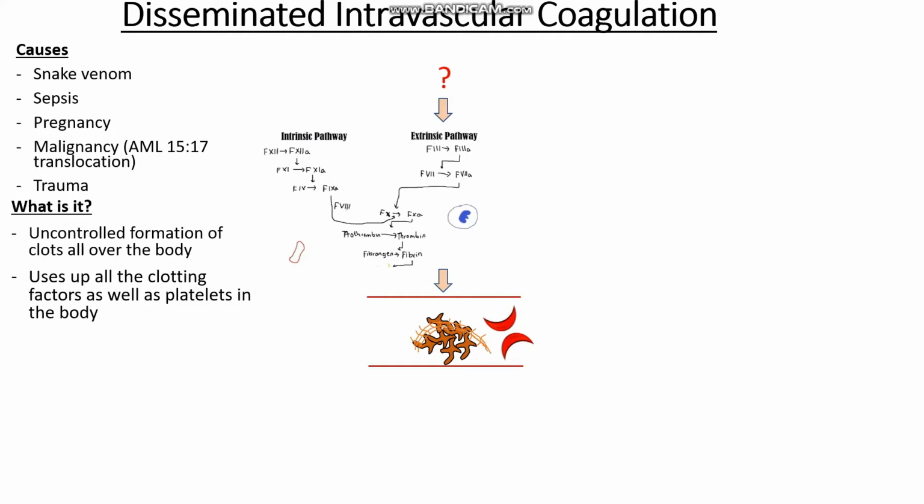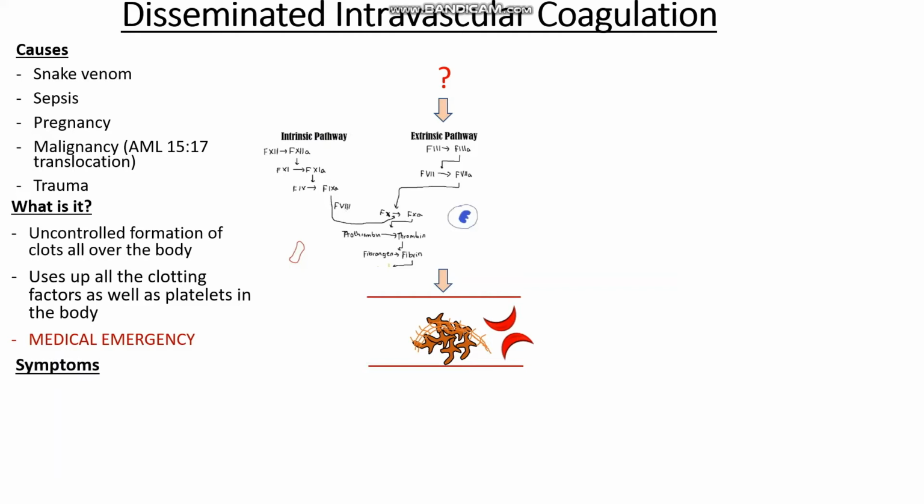Now these clots can then get deposited all over the body, leading to symptoms of things like thromboses, both in the venous and arterial system. But the more important thing is that we actually used up the clotting factors. So therefore, we're at a significantly higher risk of bleeding. In fact, any tiny trauma can cause us to bleed. So therefore, this condition is a true medical emergency.